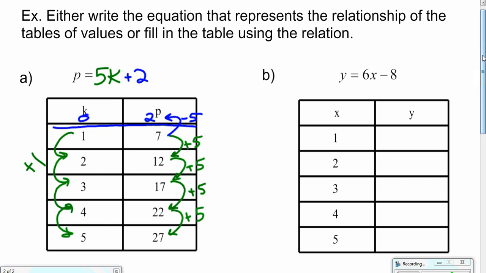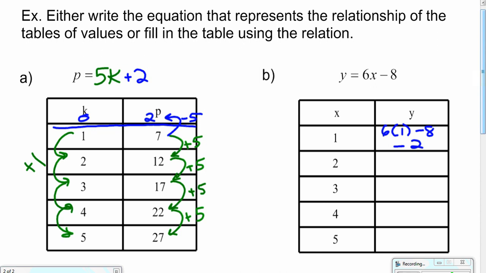Looking at B, you are given the equation, and we need to figure out the missing values. So we're going to substitute what we do know to find what we don't know. So y is equal to 6 times x minus 8. So for the first one, y is equal to 6 times 1 minus 8. So y is equal to 6 take away 8, so y is negative 2. I need to write the y equals there. Positive 1, there we go. 6 times 1 minus 8 is negative 2. We're multiplying before we subtract.